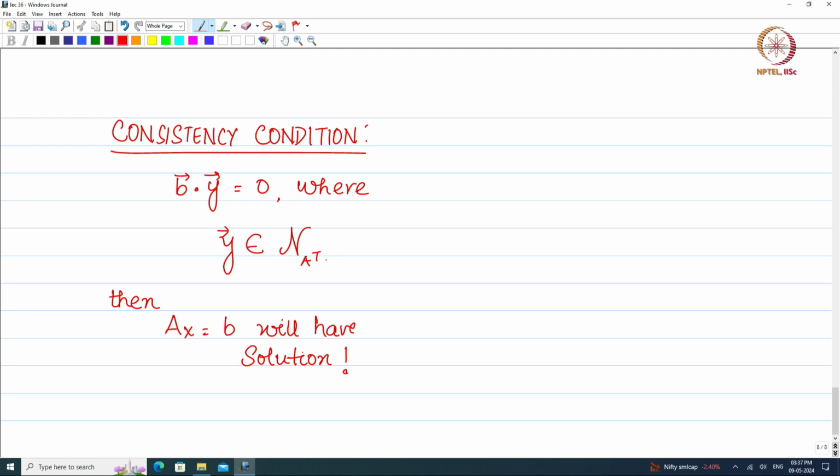Assume that we have a system of equations in which this consistency condition is violated, that means b dot y is not equal to 0, and you find that the consistency condition is not met. That means the system is inconsistent, in which case what we do is we look for a least square solution, and that will be the topic for the next lecture. Thank you.